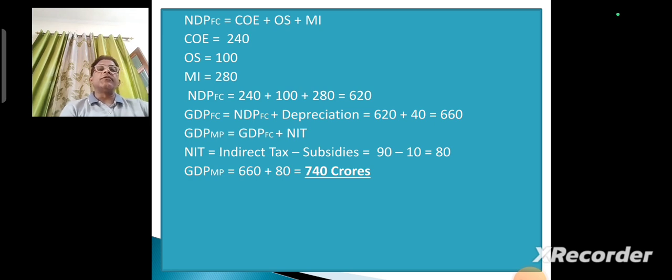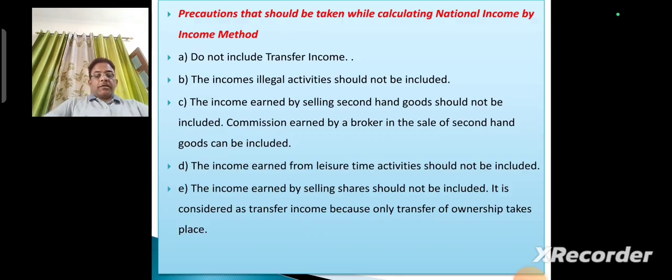COE 250, operating surplus 100, mixed income 280. So directly NDPFC can be found, which is the sum of these three, 620. And this NDPFC, if you have to make GDPFC, you have to add depreciation. And NIT, if you add, it becomes GDPMP. I hope this is understood, right?